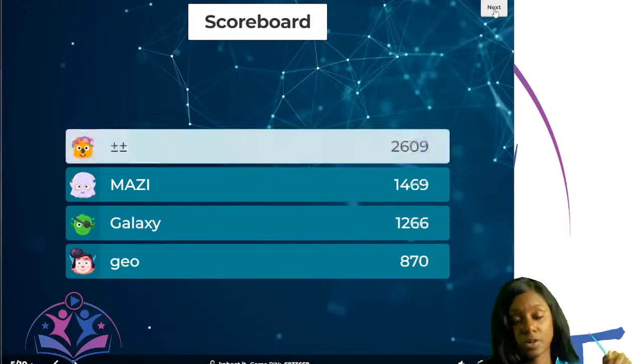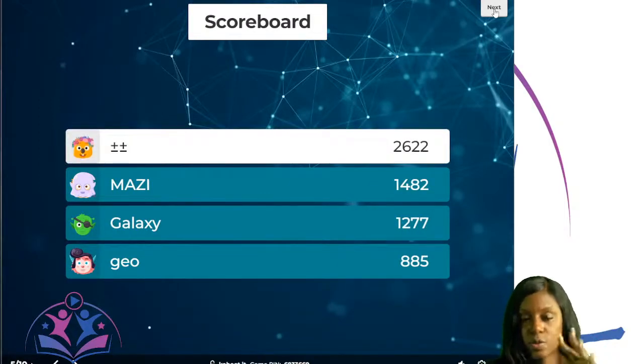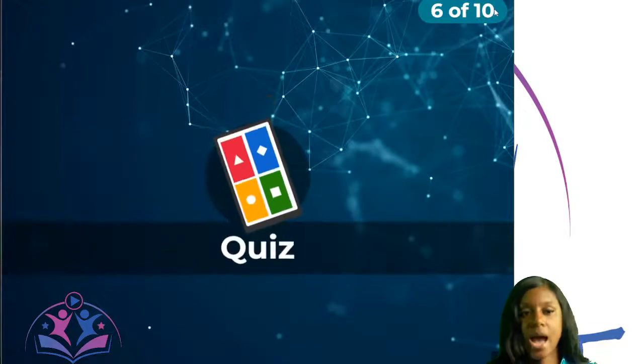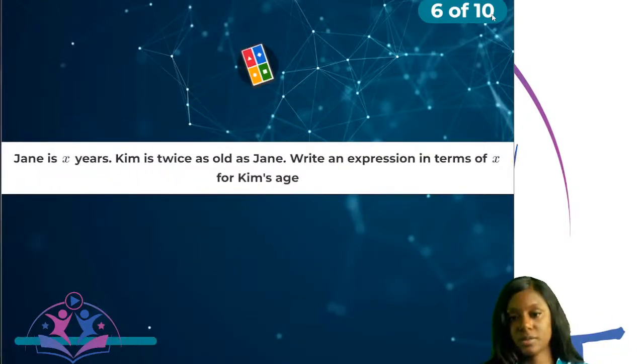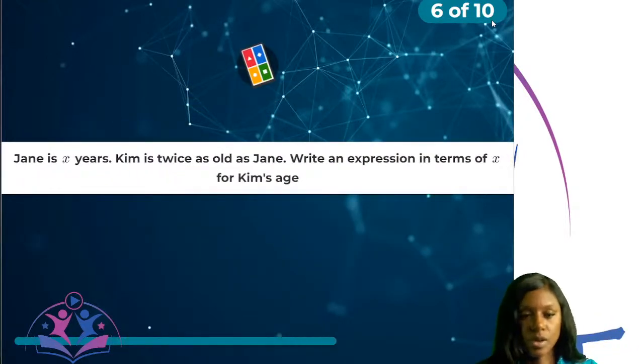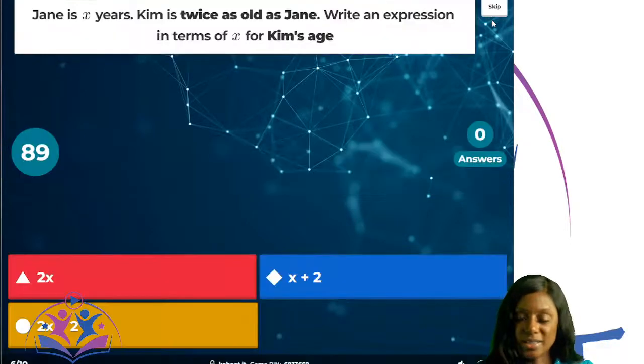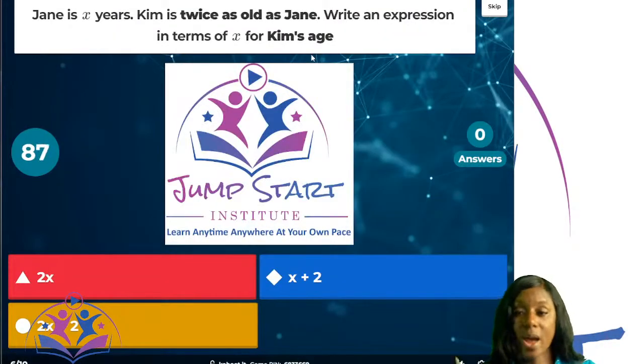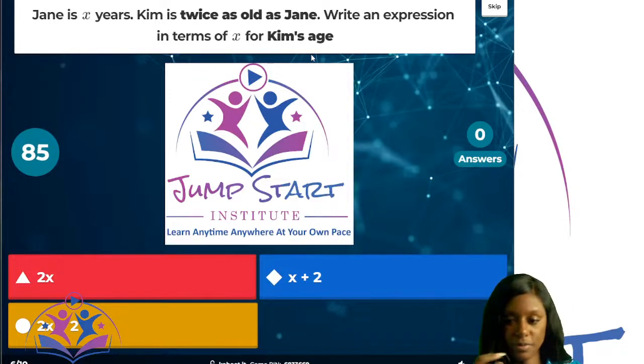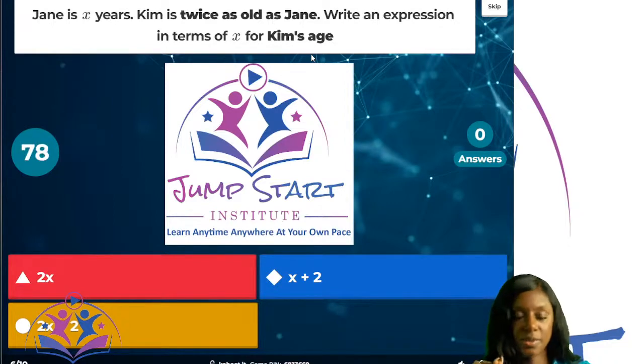This is an actual CSEC question. So the questions I'm using here for the game are actual CSEC questions. So here Jane is X years and Kim is twice as old as Jane. So select the expression to represent Kim's age.